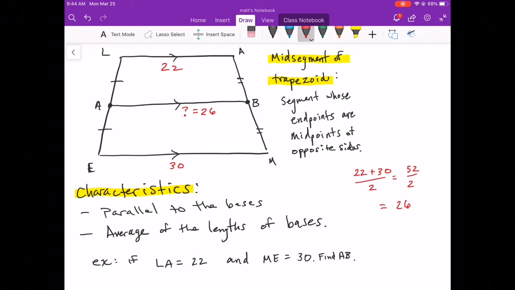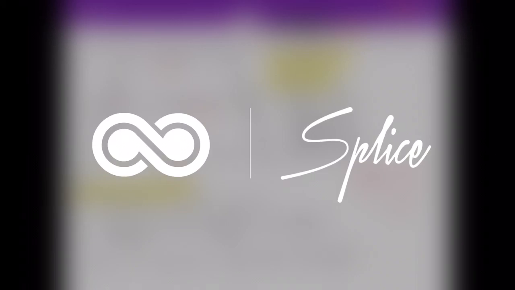bases, so all the parallel properties come in place. So for instance, these angles are congruent because of corresponding angles. Angle L and angle LAB. So like this angle here and this angle here, they would be supplementary because of same side interior angles. Again, also because of that parallel relationship.